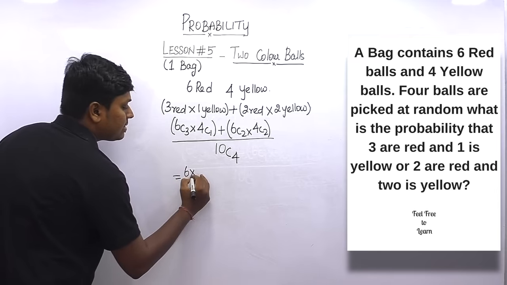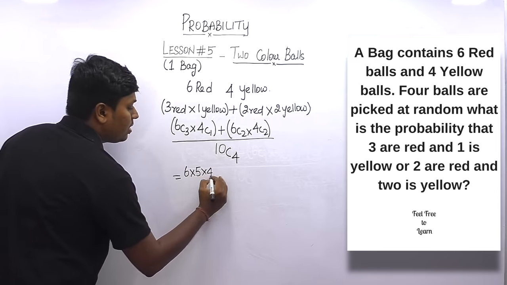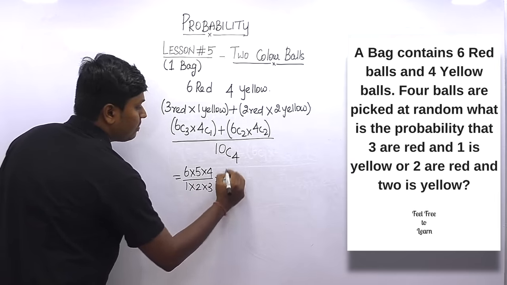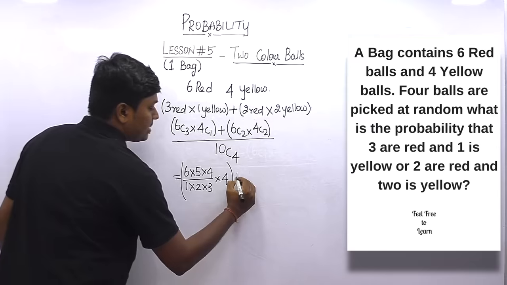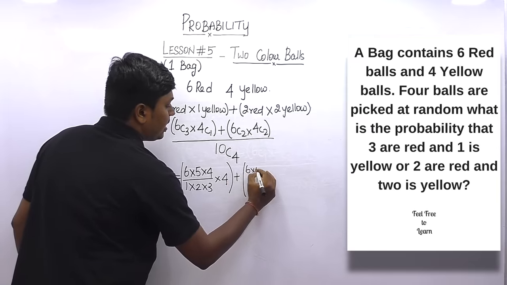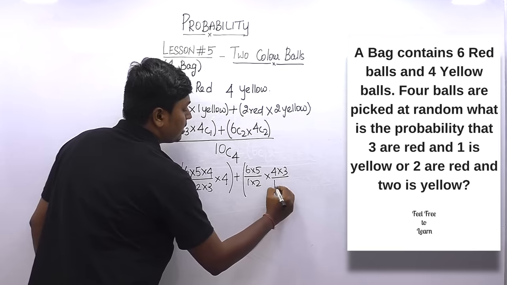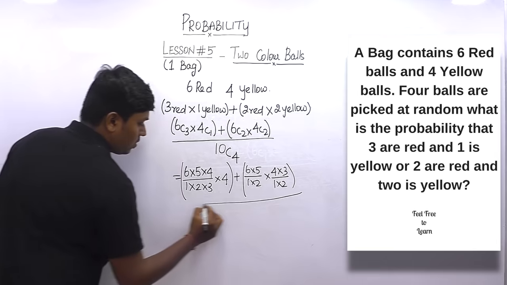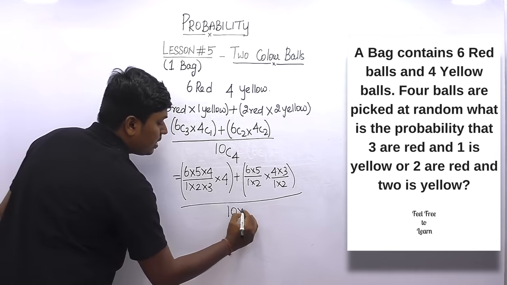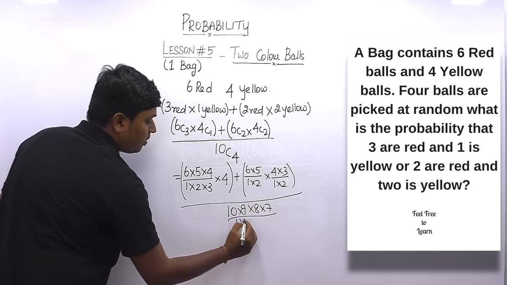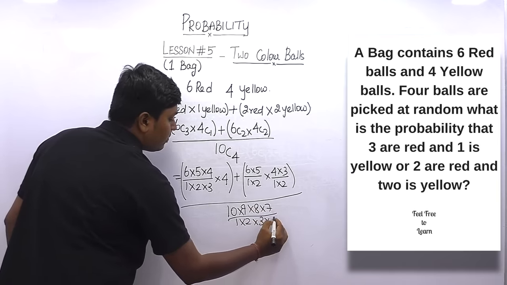6c3 can be written as 6 into 5 into 4 divided by 1 into 2 into 3. So into 4c1 can be written as 4. So plus 6c2. So 6 into 5 divided by 1 into 2. 4c2 can be written as 4 into 3 divided by 1 into 2. So the overall denominator is 10c4, 10, 9, 8 and 7, divided by 1, 2, 3 and 4.